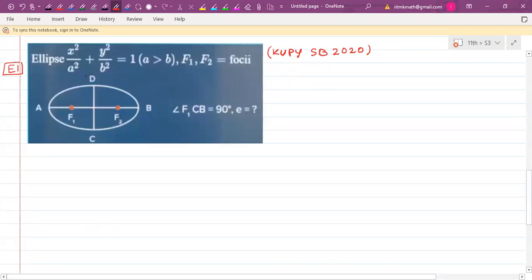Okay, so you see this question in which eccentricity has been asked. You can see clearly that it is a horizontal ellipse. First of all, you should mark this. F1 and F2 are foci and angle F1CB is 90 degrees. So the point is how to use this information in the question.